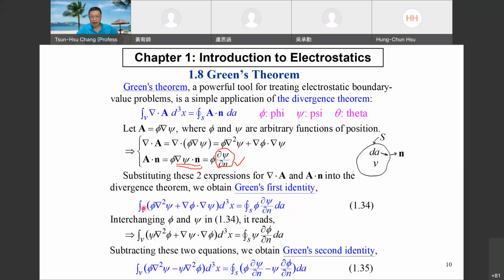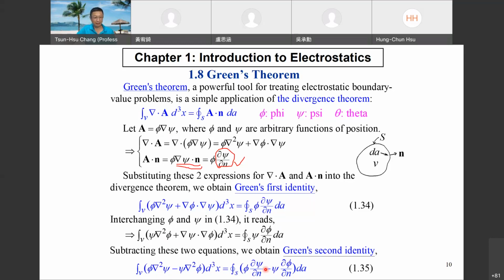I use the blue color to highlight the importance of this one. That's Green's first identity. That's Green's second identity. What's the advantage? It's not clear at this point, but at least we know one thing. This is two terms, 1, 2. And here we have 1, 2, 3. And then we have 1, 2, 3, 4. So we expand Green's theorem from 2 simple terms to 4 terms. Looks like we are asking for trouble.